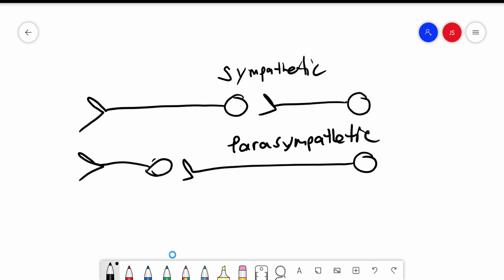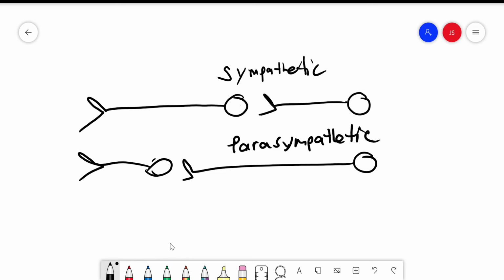In this video, we will continue to discuss the parasympathetic nervous system and the sympathetic nervous system, both of which are arms of the autonomic nervous system, which is a component of the peripheral nervous system. In particular, we will discuss how to remember the neurotransmitters used by the preganglionic fibers and the postganglionic fibers of the parasympathetic and the sympathetic nervous system.